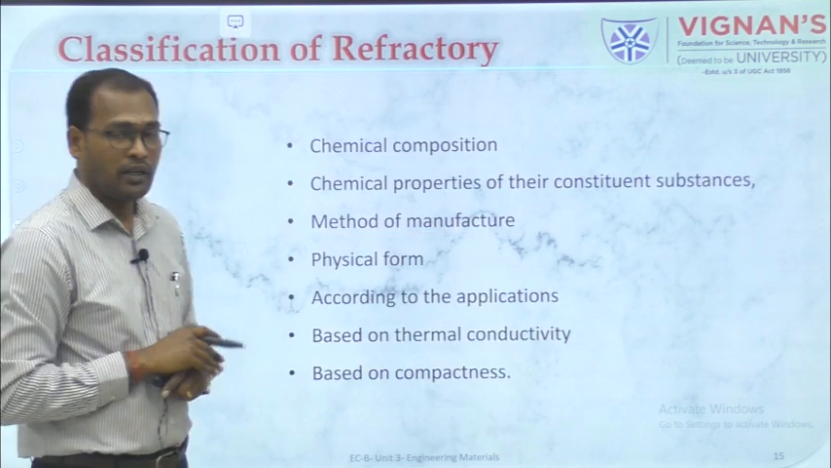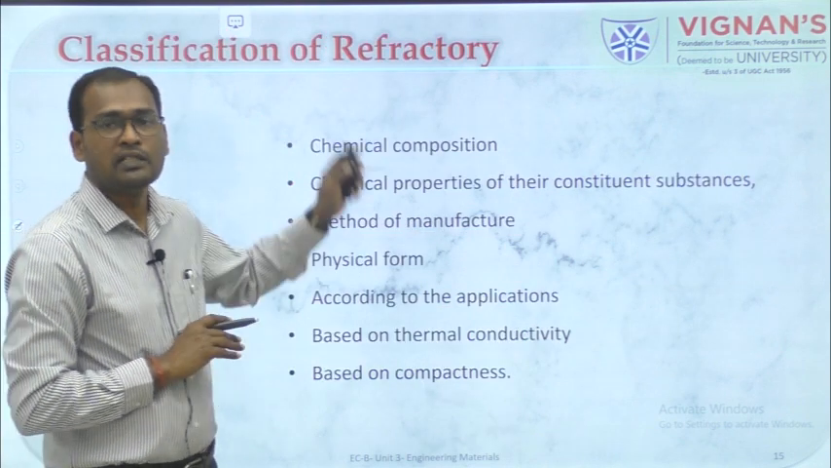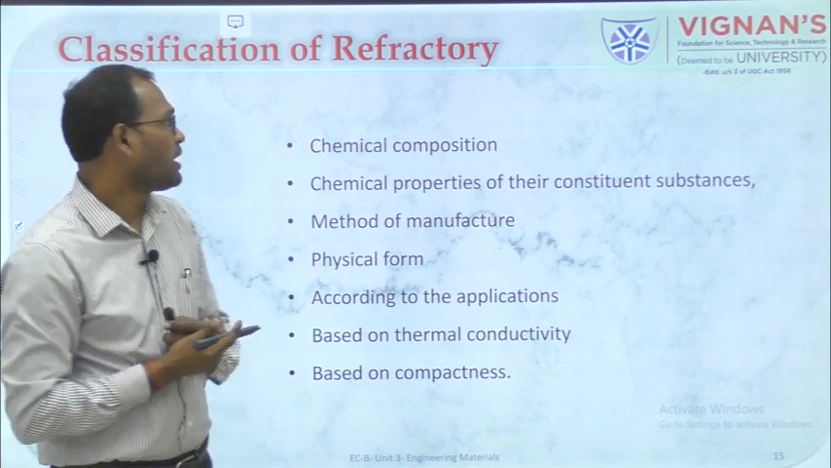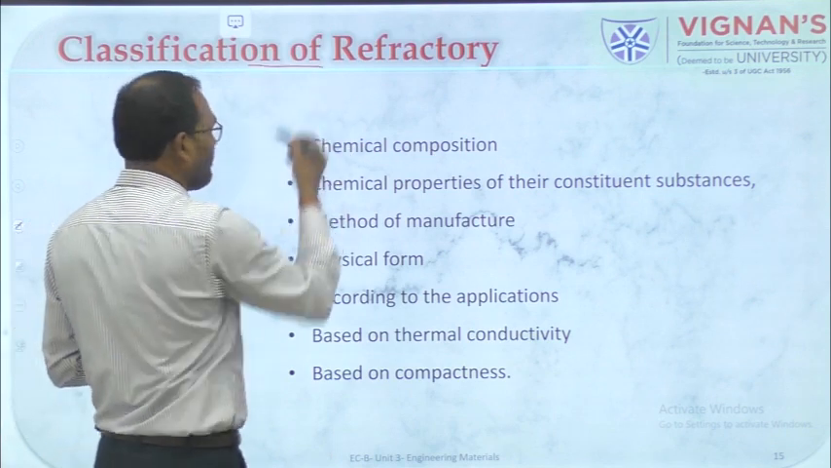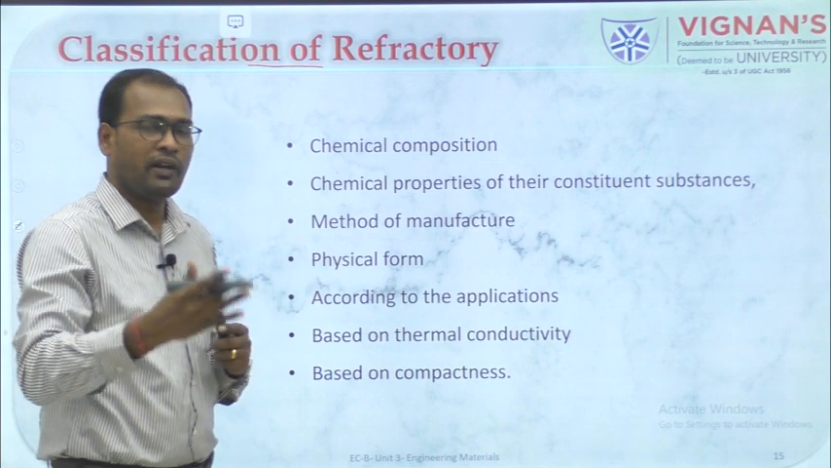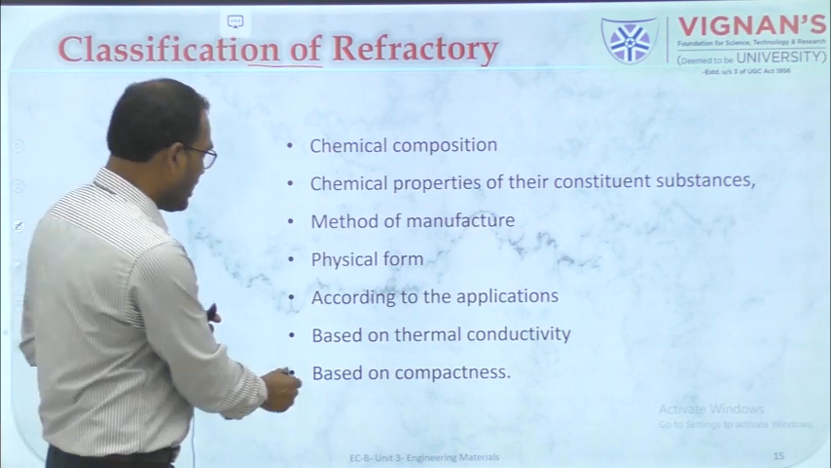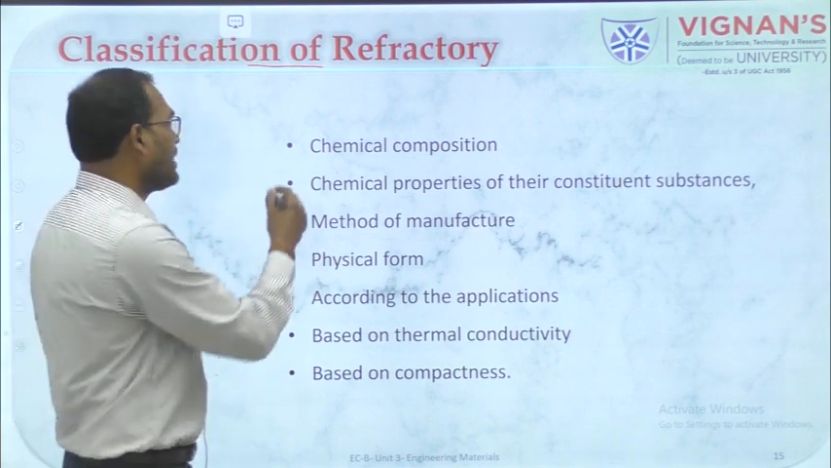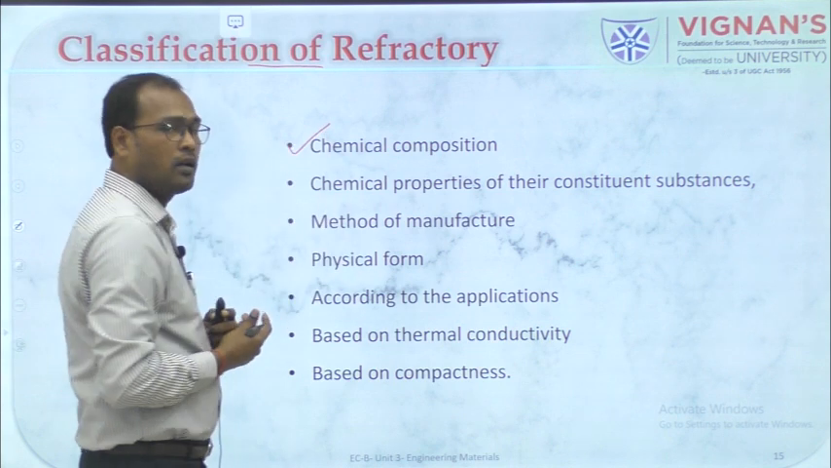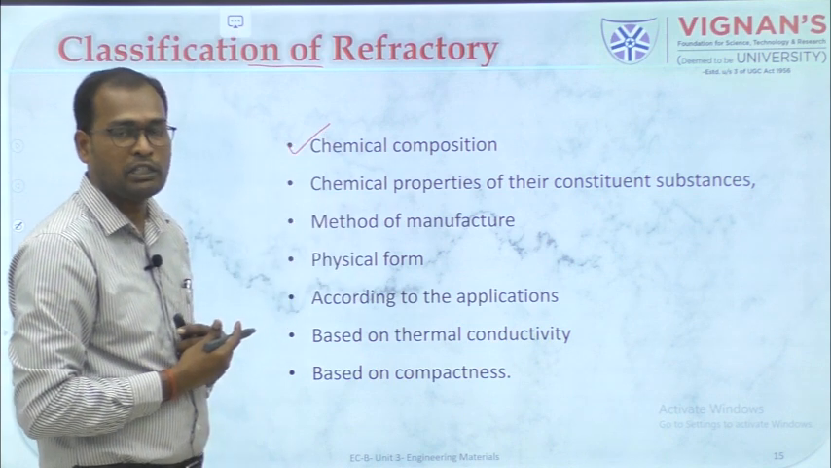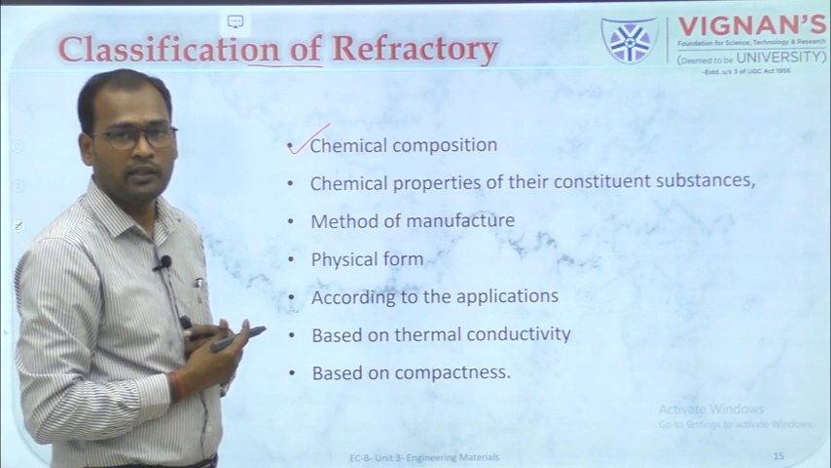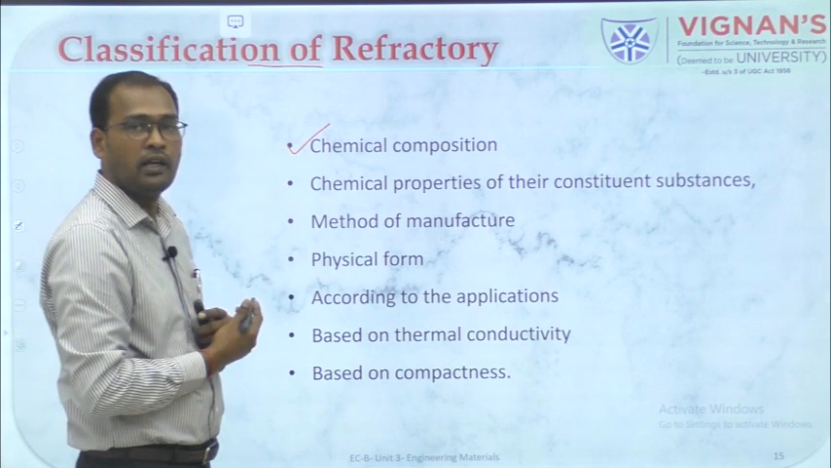Right. So now comes the main thing. That is the classification of refractory materials. Classification of refractory materials has different ways of classifying. Some I have highlighted here. We can classify based on the chemical composition, right? What are the main components used to make that refractory? Based on that we can classify.